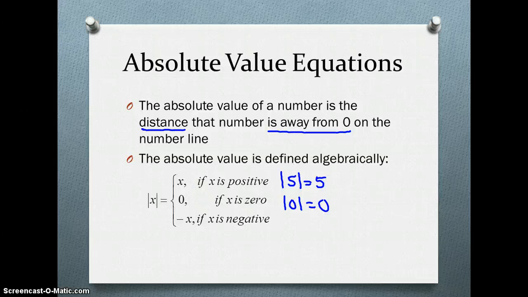Now, if we took the absolute value of -7, well, the opposite of -7 is +7. So that's where this other definition comes from. -7 is 7 units away from 0 on the number line, 7 to the left. So the absolute value of it is 7. So those are where our definitions of the absolute value of a number come from. It's the distance a number is away from 0.